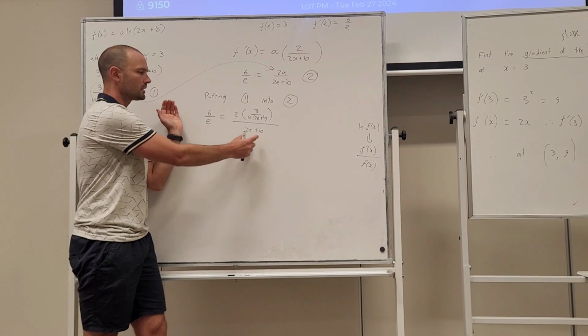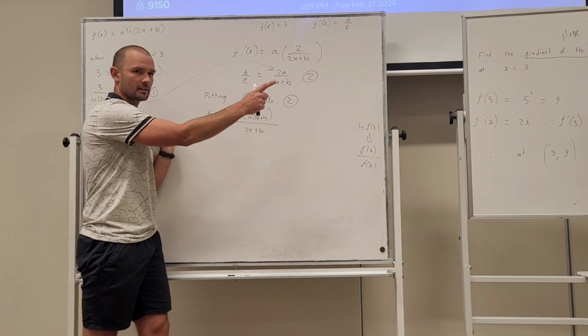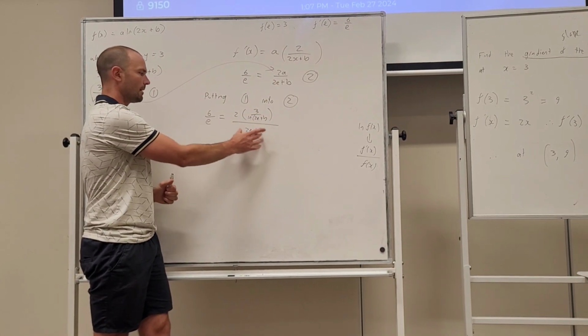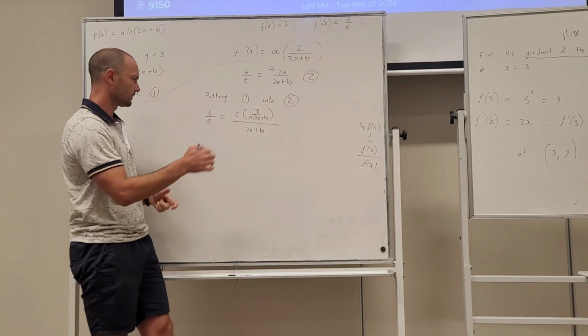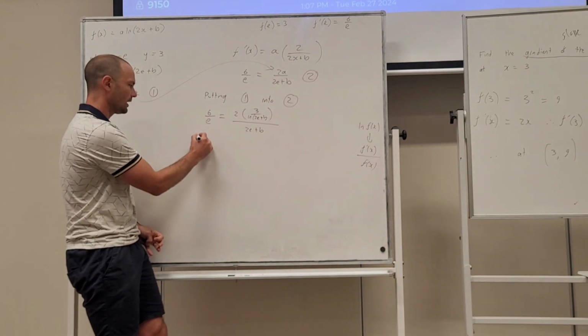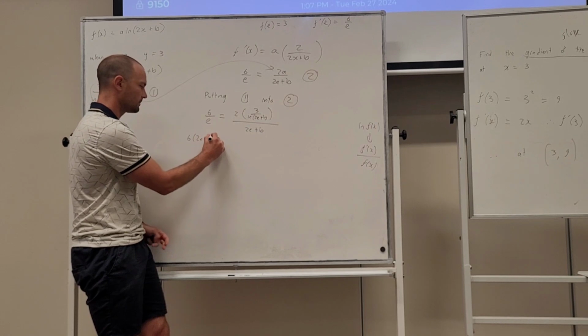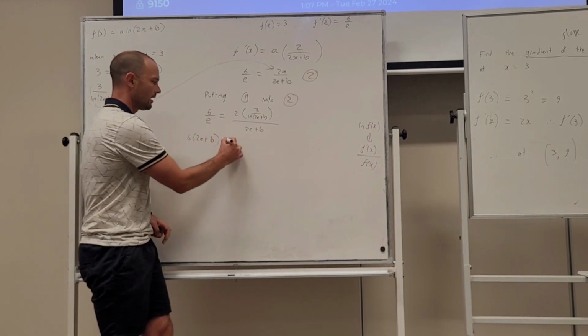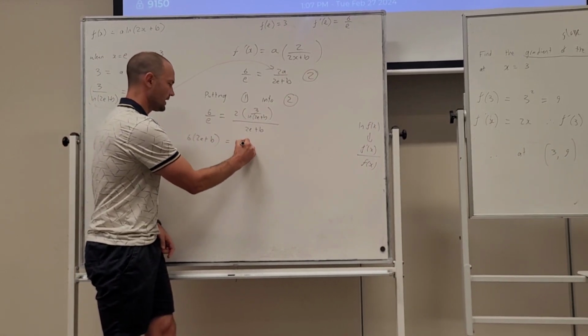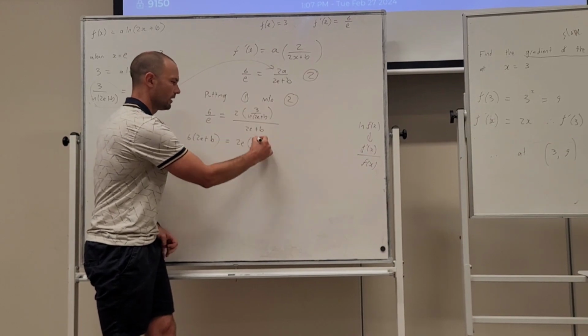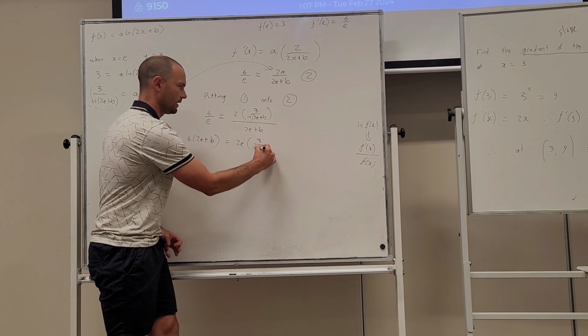So the first thing I'm going to do is cross multiply the denominators. Alright, so I'm going to multiply both sides by 2e plus b. So what we'll have over here, we'll have 6 times 2e plus b on the left, and on the right we'll have 2e multiplied by this here.